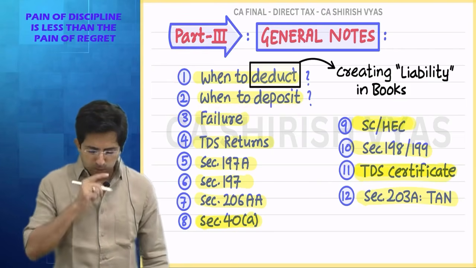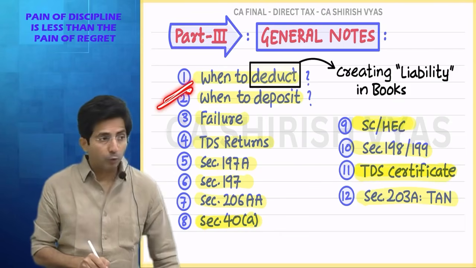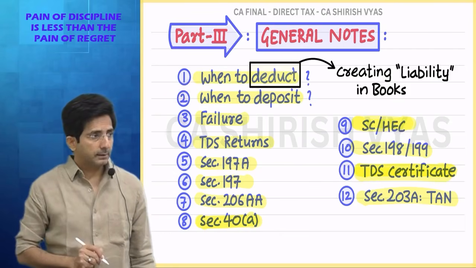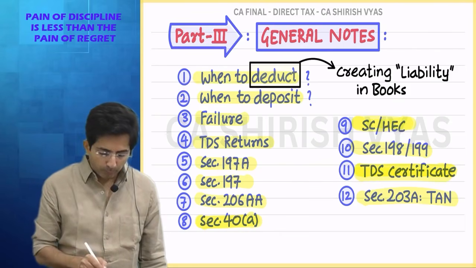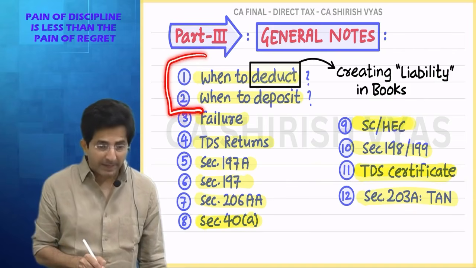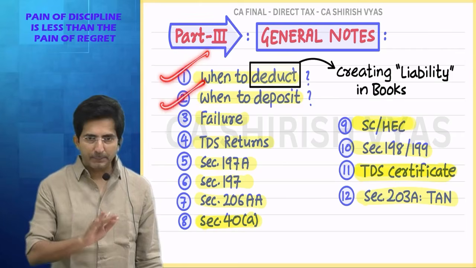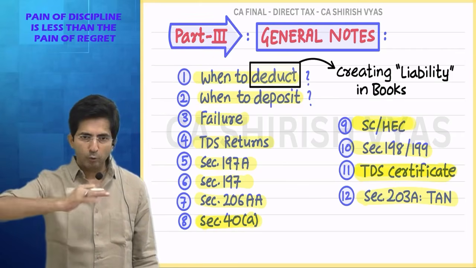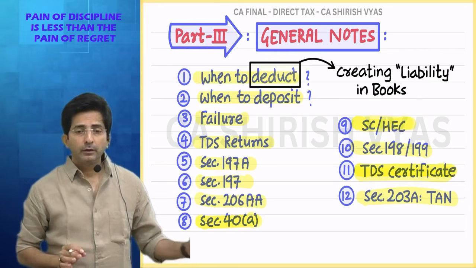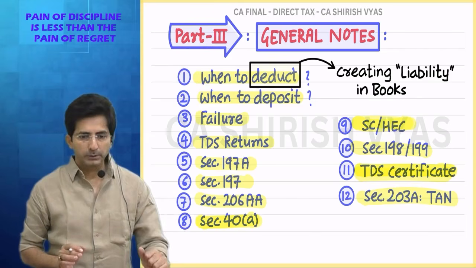Now see, the first point is what? When to deduct TDS. Actually, points 1 and 2 I will be doing parallelly, because these 2 points cannot be explained separately. They have to be explained together. Which 2 points? When to deduct TDS and when to deposit.